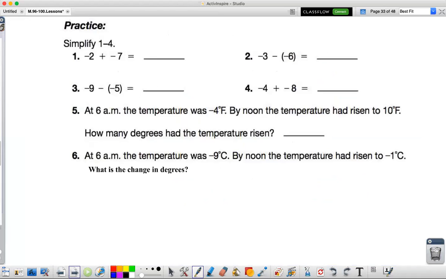All right, here's your quiz. Simplify 1 through 4. Numbers 5 and 6 are like using thermometers, temperature changes. Okay, make sure you get everything done by midnight tonight.